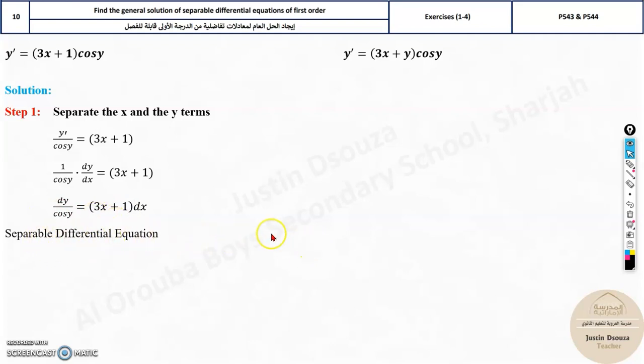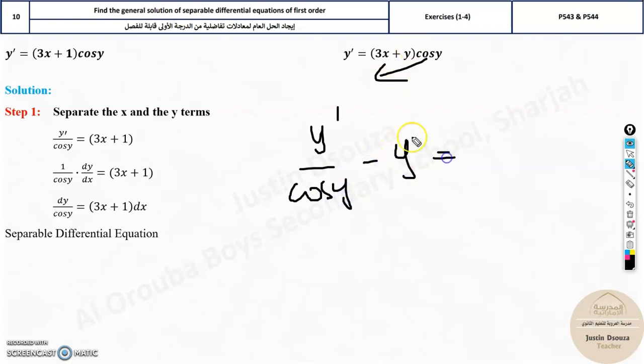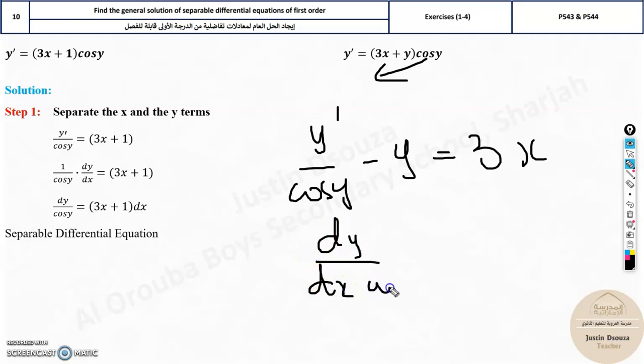Not all the time they are separable. Now look at this term. Think for a while. You might just think, okay, take this y to the other side and it'll be y dash divided by cos y, bring the y to the other side, minus y equals 3x. But is it okay? No, because it's dy by dx, then cos y minus y. Now, how do you remove this to the other side? It's not possible.